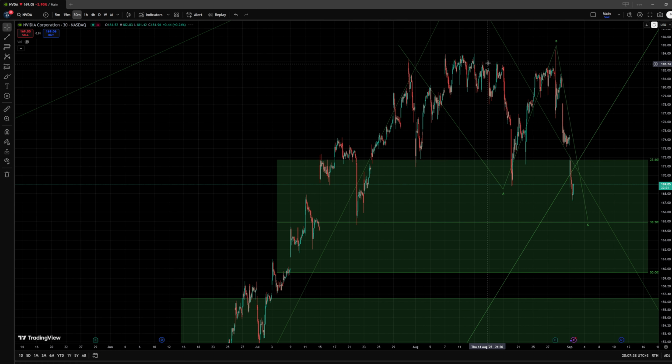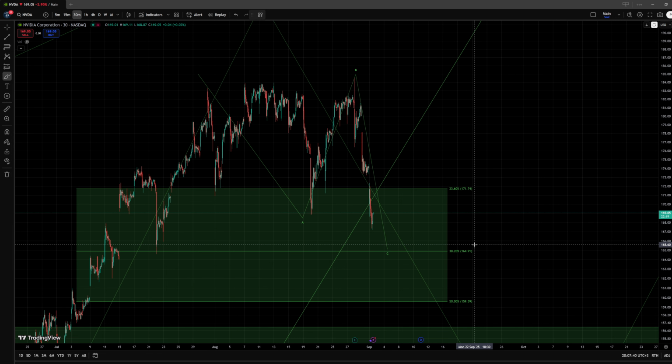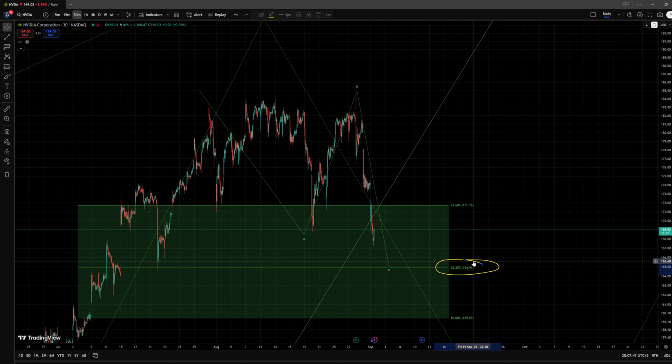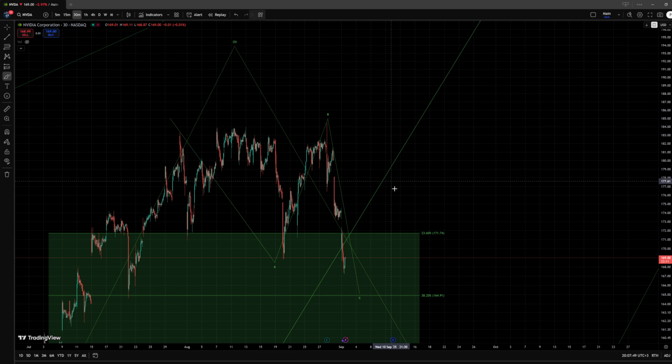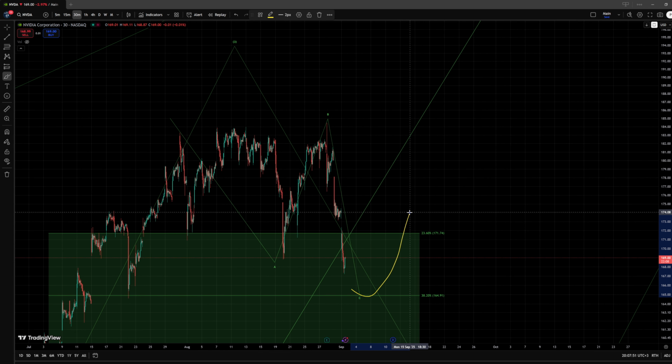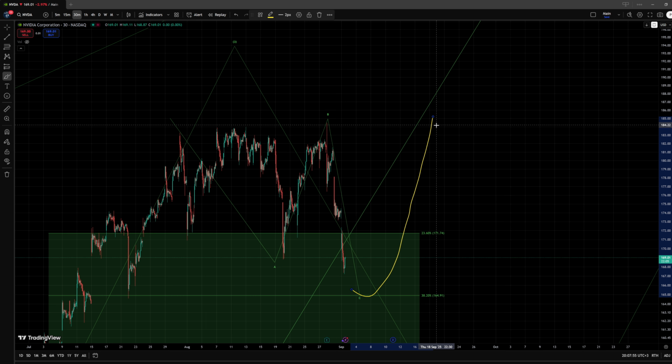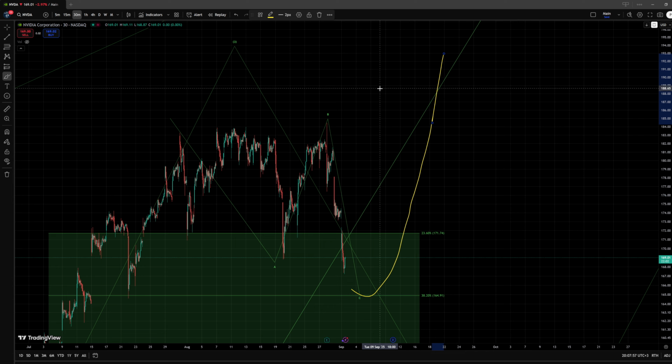I do want to mention we have quite significant support, especially here at the 38.2% retracement at the $165 level, and that would be a level I would watch for at least a smaller reversal to the upside, if not the actual fifth wave to follow.